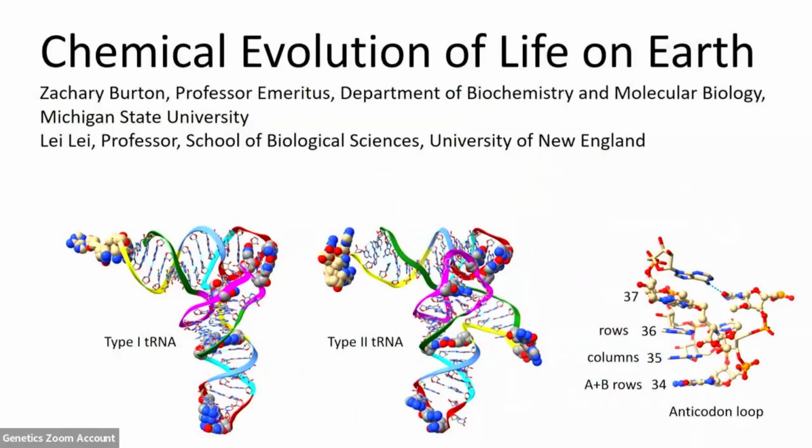Okay, so chemical evolution of life on Earth. What I'm going to say is that if you evolve type 1 tRNA and type 2 tRNA with this end loop here, you get life. And if you fail in any of those attempts, you will fail.